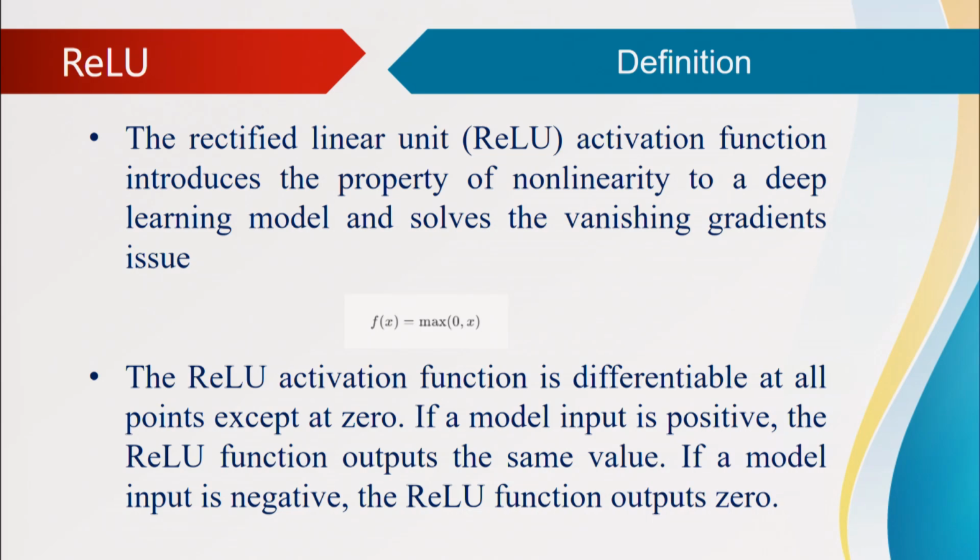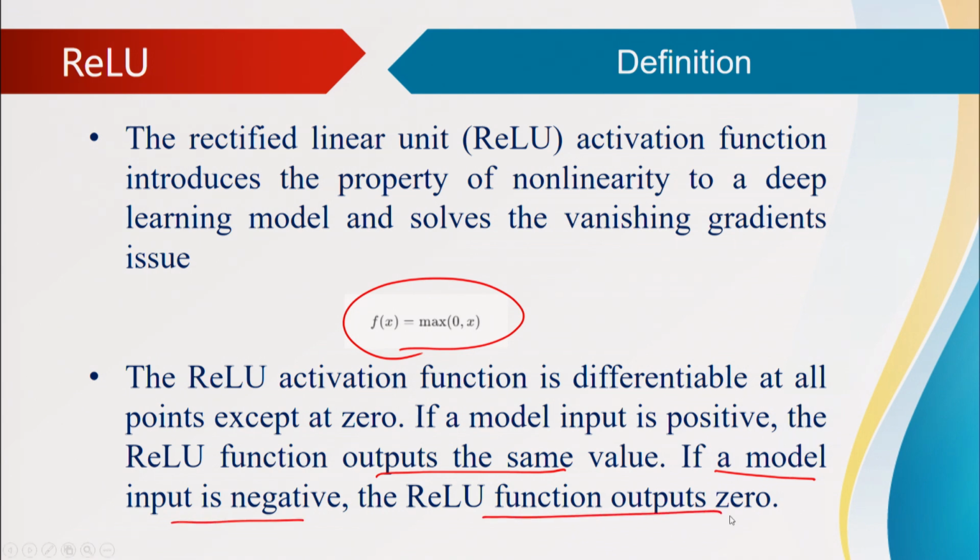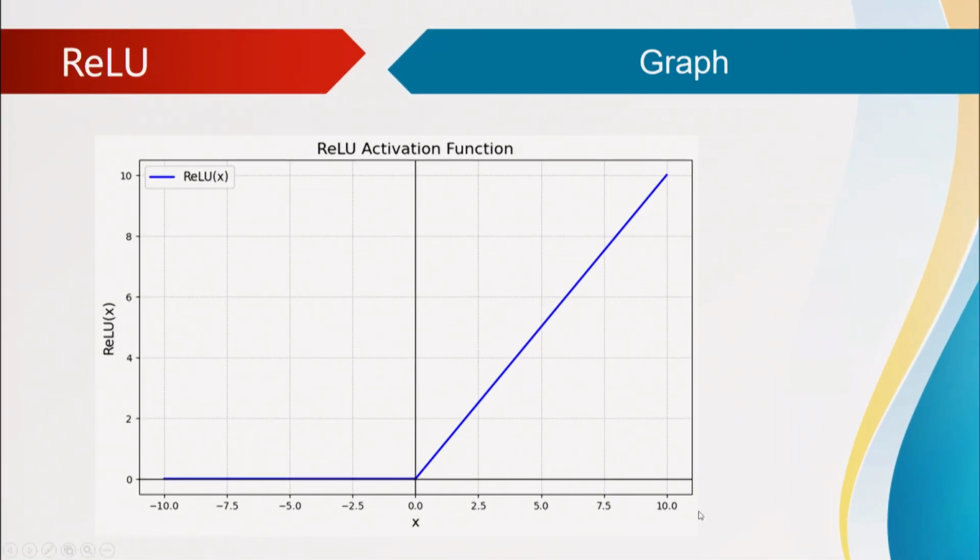Now, moving on to the other activation function called ReLU, the rectified linear unit. This activation function mainly introduces non-linearity to the deep learning model, and it also solves the vanishing gradient problem. Here the function is depicted as f(x) = max(0, x), and the ReLU activation function is differentiable at all points except at 0. If the input is positive, the ReLU function outputs the same value, but if the input is negative, the ReLU function outputs the 0 value.